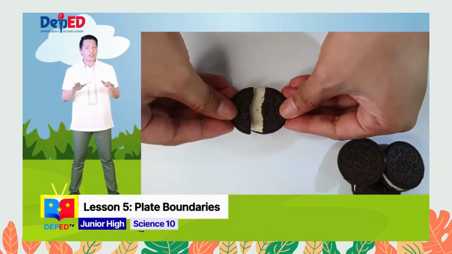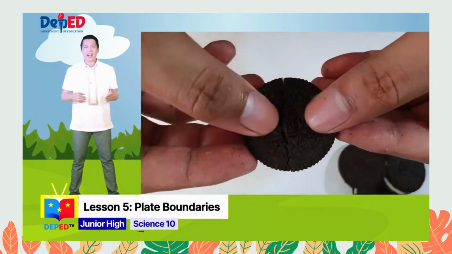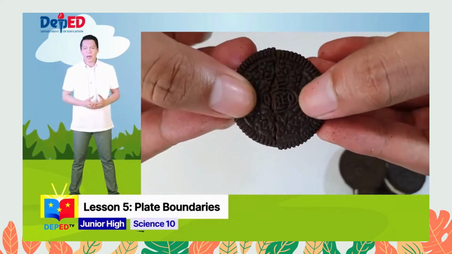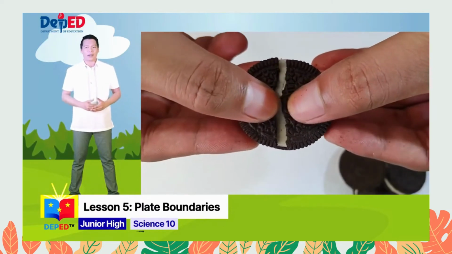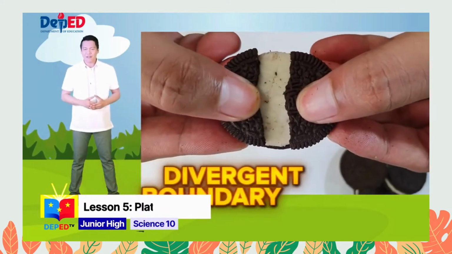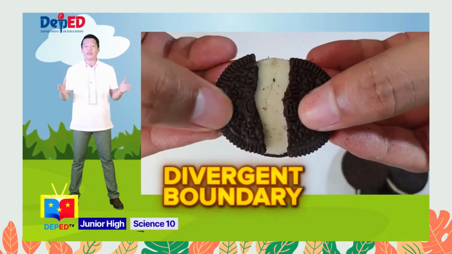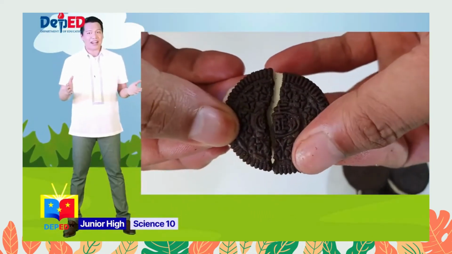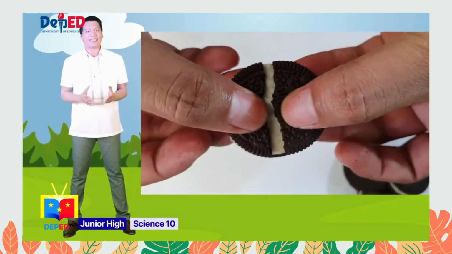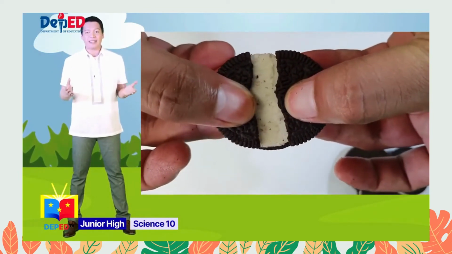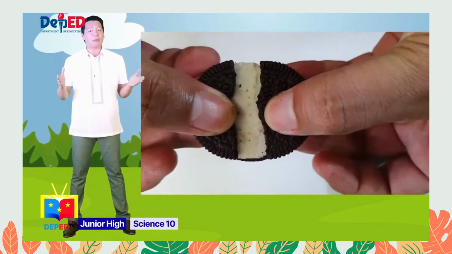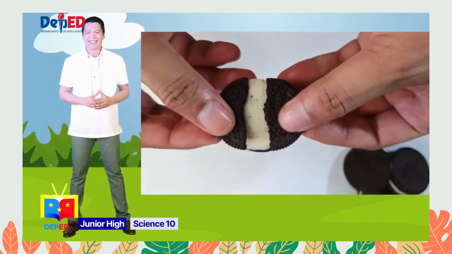First, when we push down the plates and slide them apart, the creamy filling between the two broken plates may tend to flow upward. This demonstrates a divergent boundary. It happens when two tectonic plates move away from each other. And when that occurs, the magma or molten rock escapes or rises from the Earth's mantle to the surface or into the space between the spreading tectonic plates.